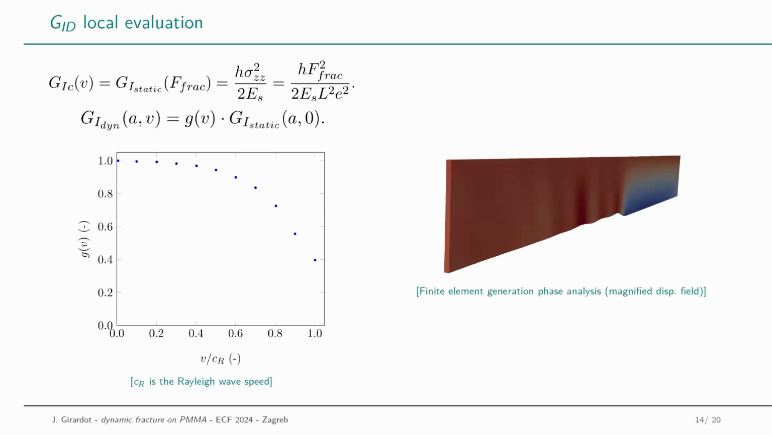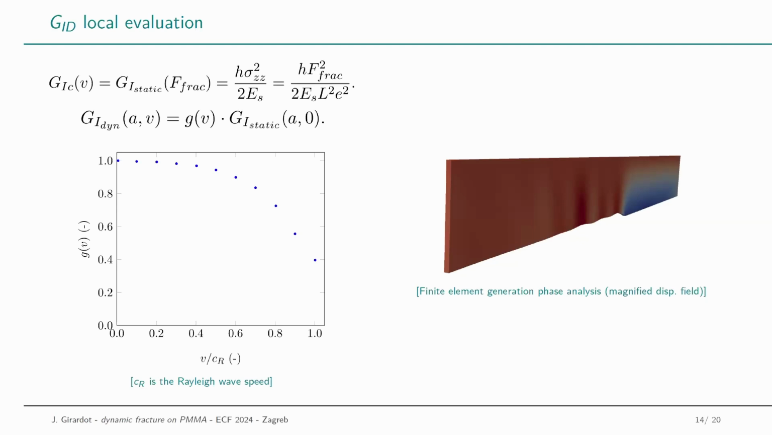And to get the energy release rate, the critical energy release rate, so the fracture energy, we use an analytical function coming from the test, the SBS test. And then we apply also a dynamic correction. This dynamic correction is a function of the crack velocity and is obtained through a finite element analysis where we perform a generation phase analysis. So we apply the crack velocity as the input of the simulation. And you can see the trends of the function.